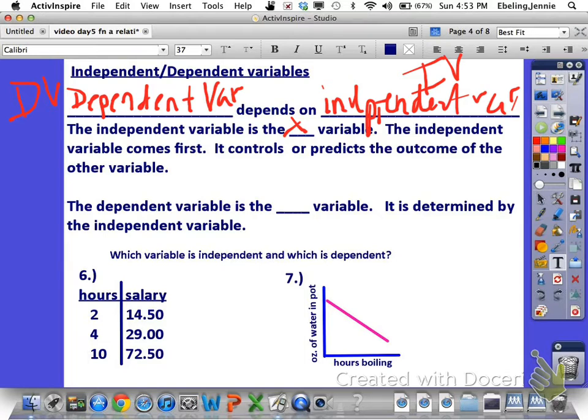The dependent variable is the y variable. It is determined by the independent variable. The dependent variable is the output. It's what you get done once you put that x value in.